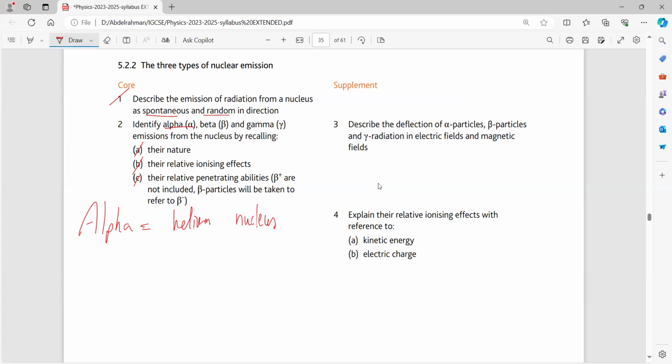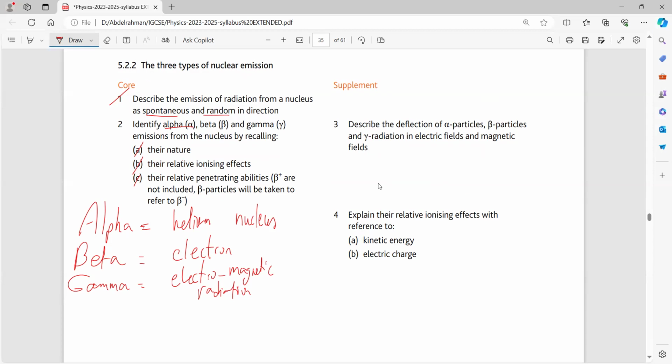Because it doesn't have any electrons. What about the beta? The beta is basically an electron, a negatively charged electron. And the gamma is an electromagnetic radiation. It's a wave. It has the speed of light, 3 times 10 to the power of 8 meters per second.